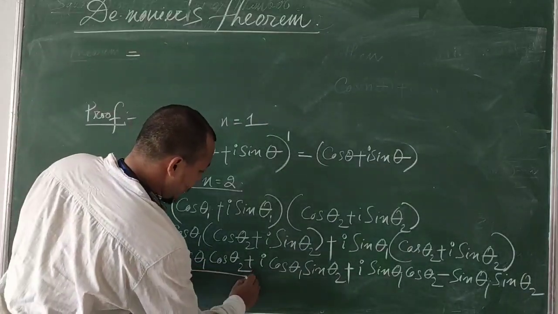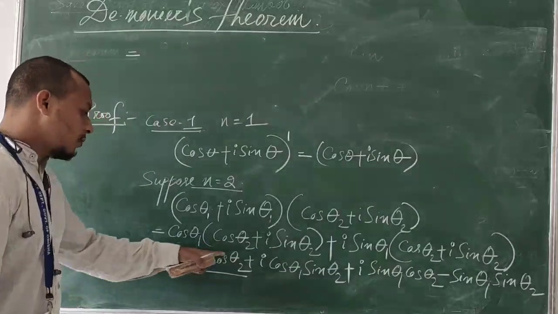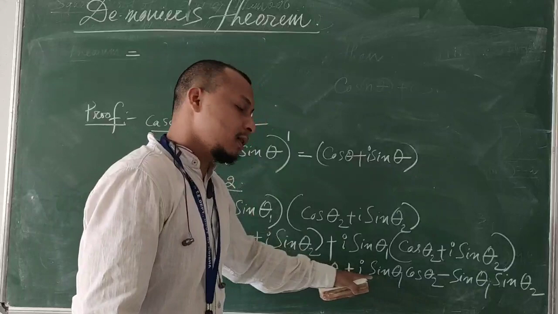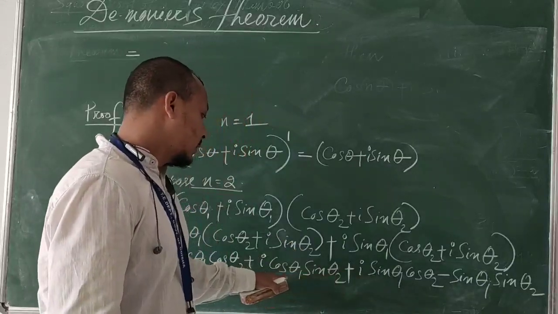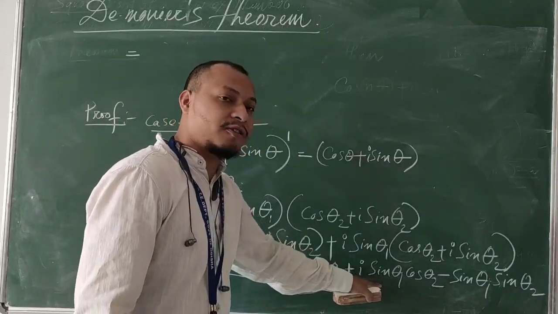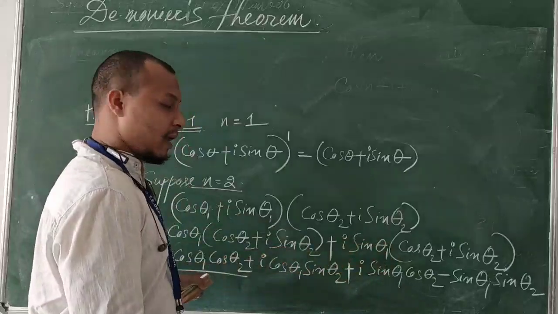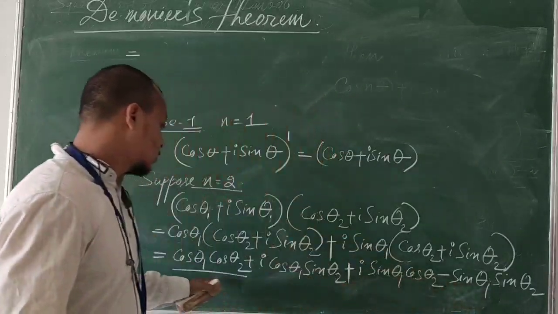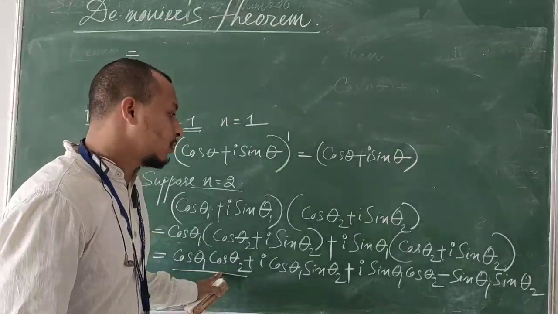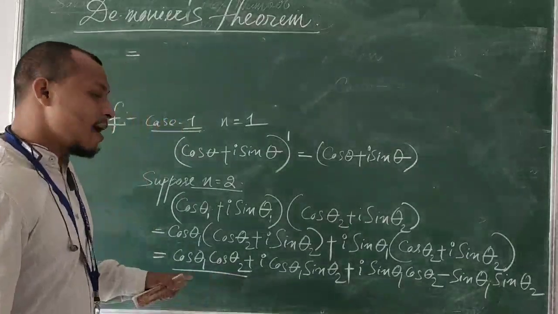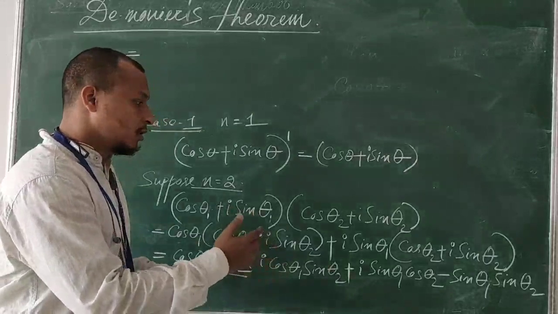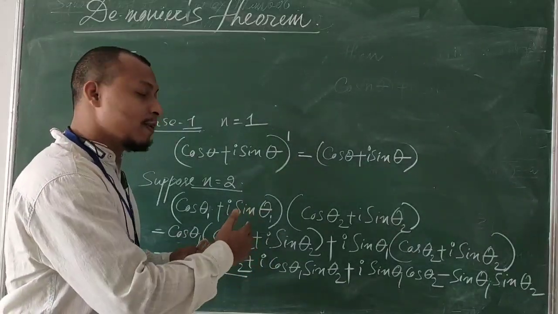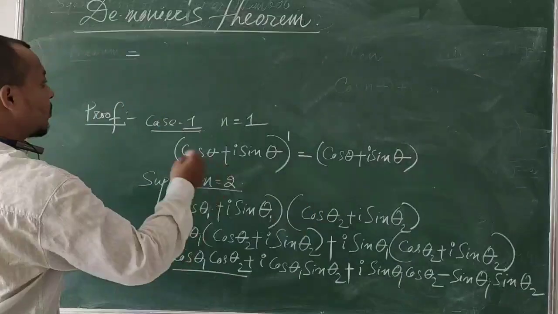Now here this is the real part, because this term is independent of i. And this term is dependent on i, so this is the imaginary part of the entire step, and this is the real part, because these two terms are independent of i. So I am going to write the real part in one way and the imaginary part in another.